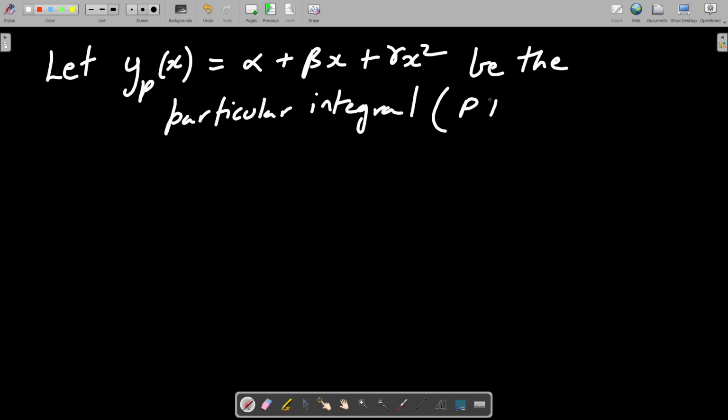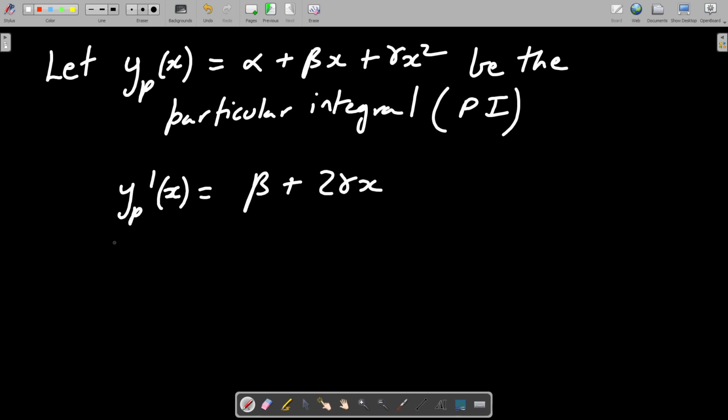We'll be calling it PI in the subsequent videos. Okay, I won't write such a big name, I'll just write PI. Let this be the particular integral. So now this has to satisfy the given differential equation, right? So what will be yp prime? This will become beta plus 2 gamma x, and yp double prime of x will be just 2 gamma, right? So now substitute this in.